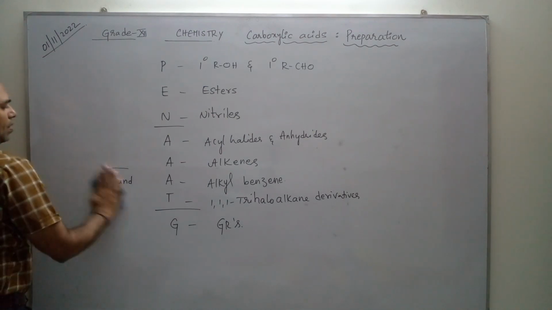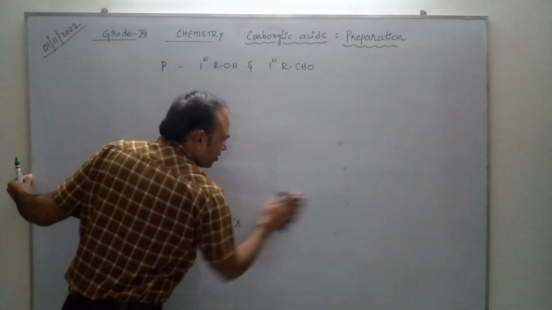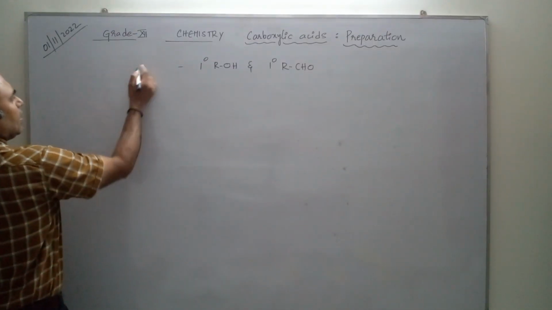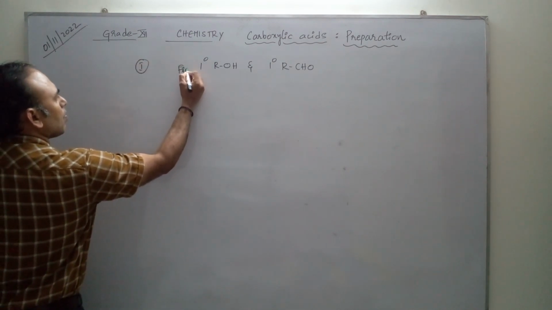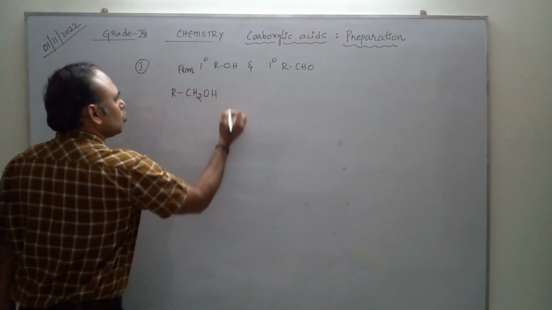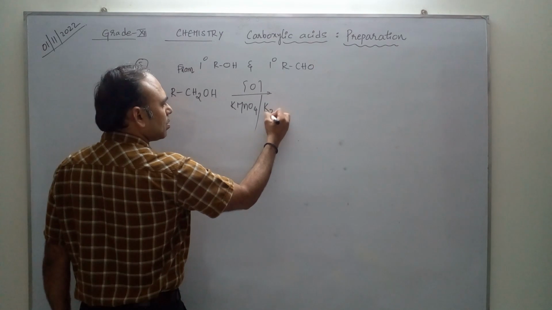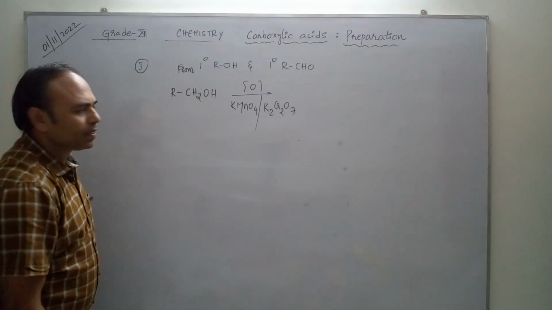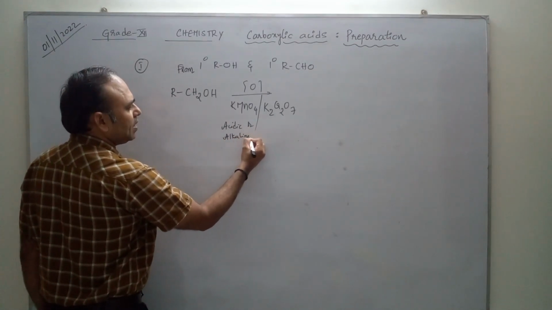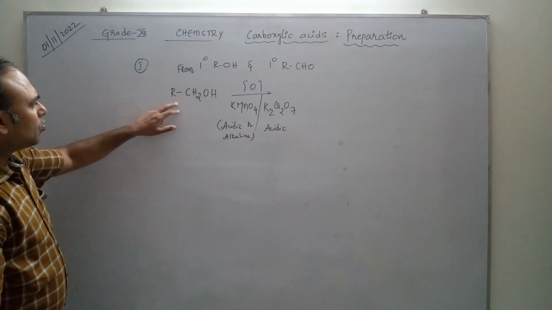First one, from primary alcohols as well as aldehydes. For any preparation method, let us write the general equation. What is the general equation? RCH2OH in presence of oxidizing agents like KMnO4 or K2Cr2O7. This can be in acidic or alkaline medium, but K2Cr2O7 is used in acidic medium.